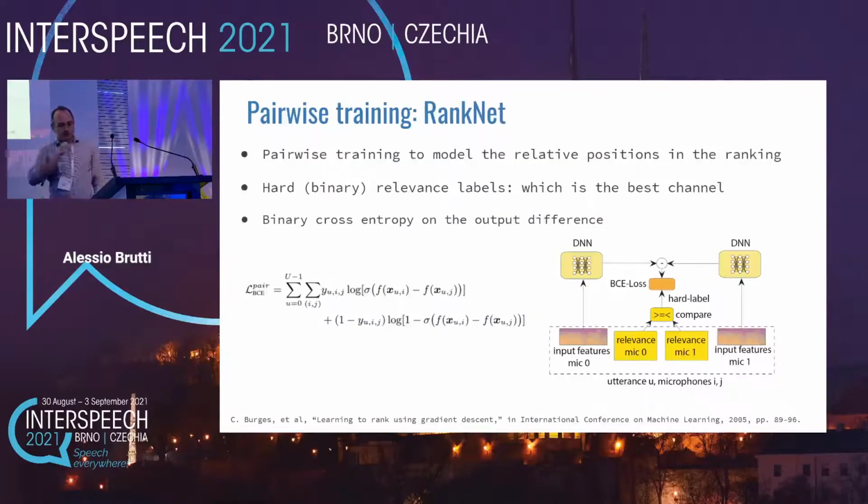So to address these issues, we tried to implement RankNet, which is a pairwise training strategy introduced by Burges in 2005. Basically it is like a Siamese training. For a given utterance, we take the channels 2 by 2.